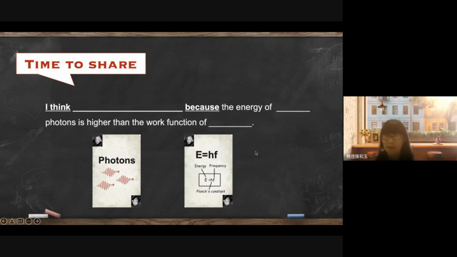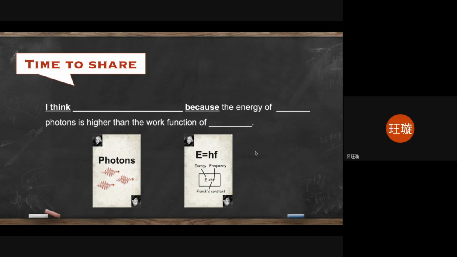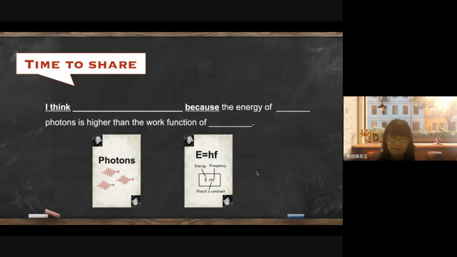Good. By the way, the college entrance exam this week had this question, so it's an important concept. Could you tell me why ultraviolet light can produce the photoelectric effect? Because the energy of the photons is higher than the work function of the metal. Well done.